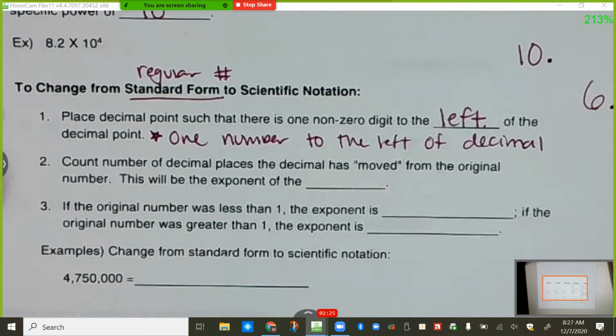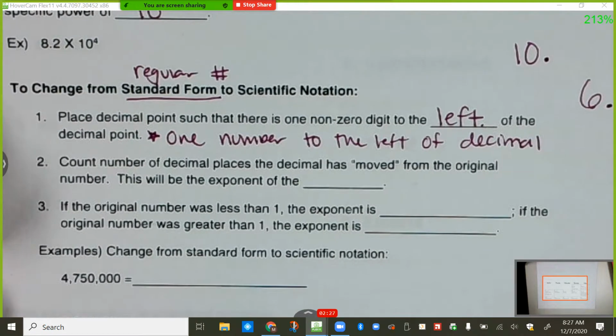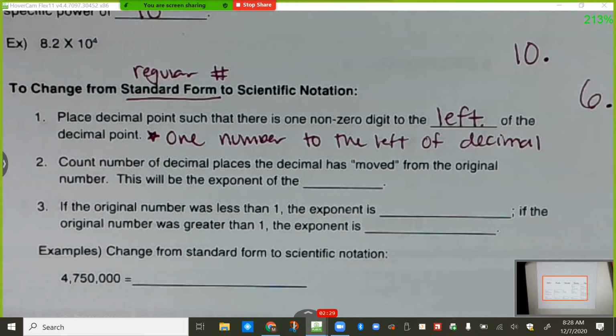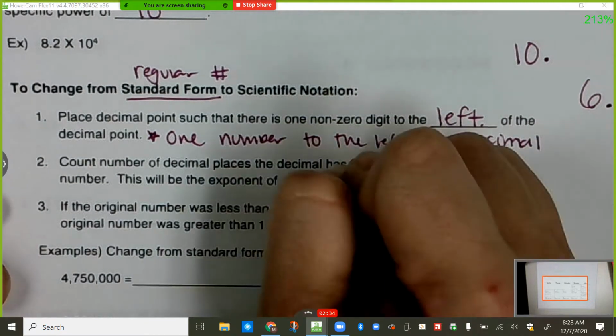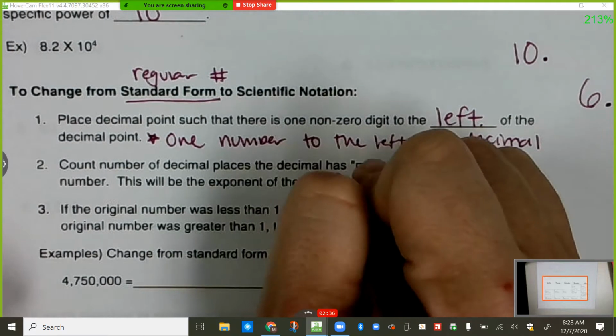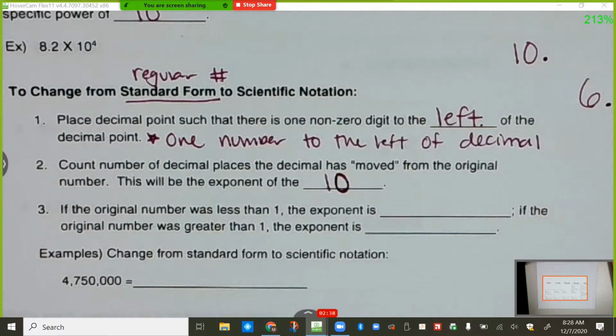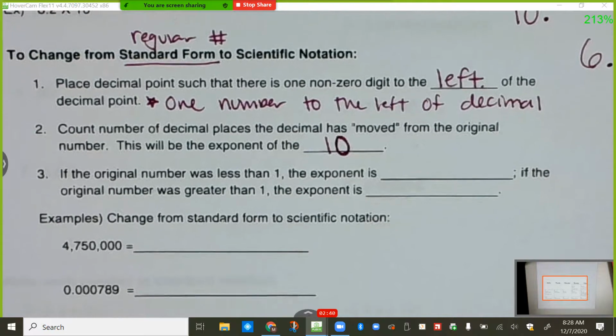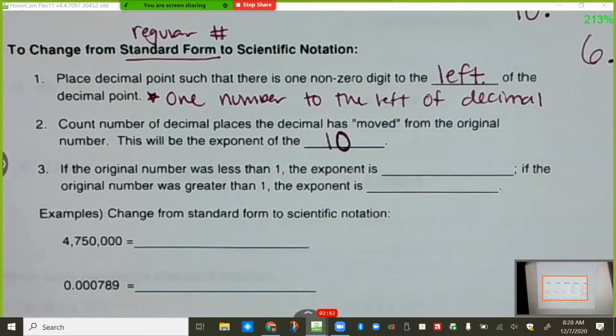Okay. It says count the number of decimal places that the decimal, quote-unquote, moved from the original number. This will be the exponent of the number 10. So how many times you move your decimal is the exponent. Okay? Yes?